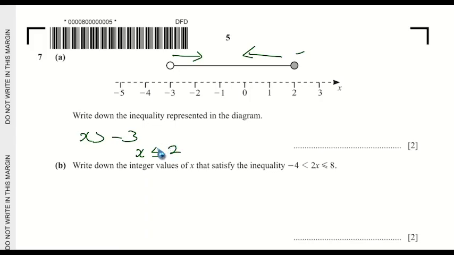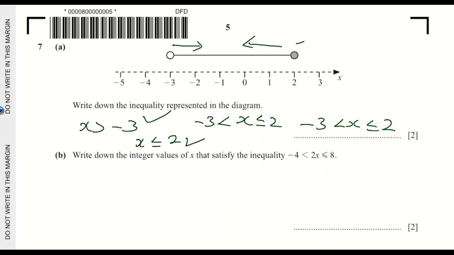Now, how do we combine these two together? Another way of writing this is, if x is greater than -3, that means -3 is less than x, and x is already less than or equal to 2. So this is the final answer here: minus 3 is less than x, and x is less than or equal to 2.